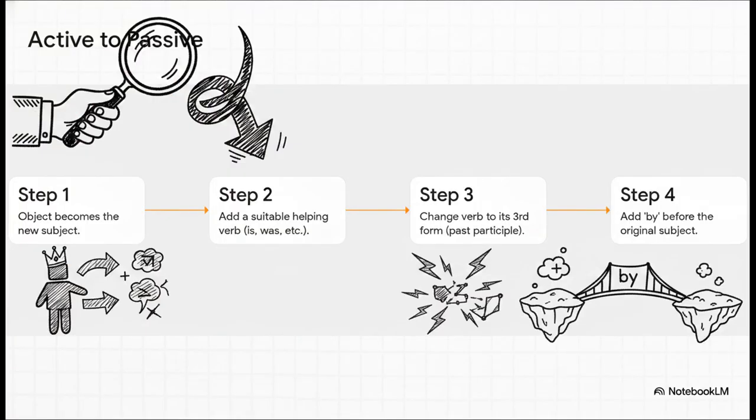Step 1, you take the object of the sentence, the thing at the end, and you move it right up to the front. Boom, it's your new subject. Step 2, you add the right form of the verb to be, like is, was, or will be. Step 3, you change the main verb into its past participle form. And finally, step 4, you can stick the original doer at the end using the word by.